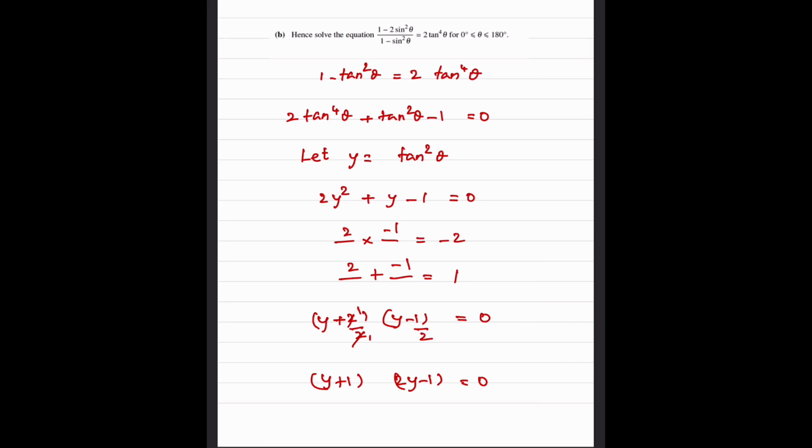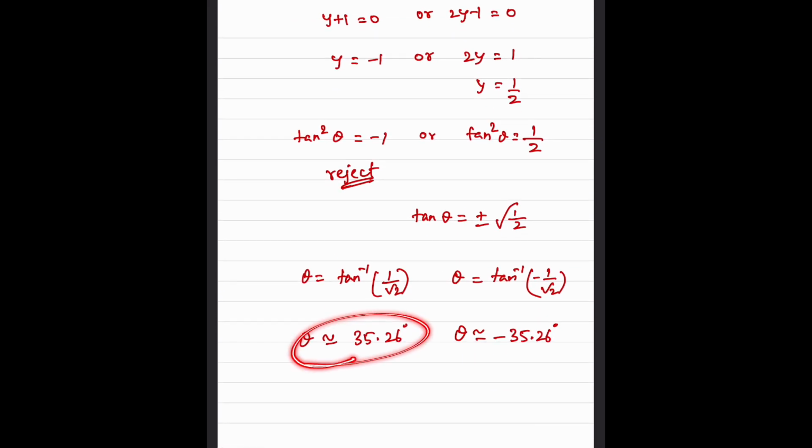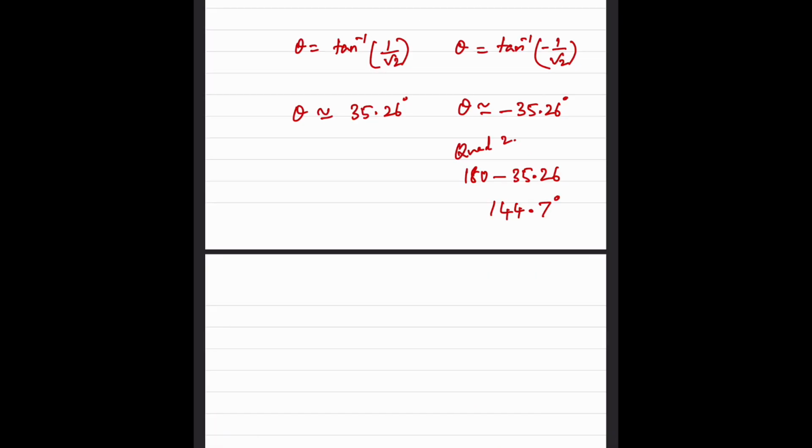The given range is 0 to 180 degrees, so it means first and second quadrants. This value of theta comes under the first quadrant, so we can take this value. Here this is negative, tan is negative here, but check whether it comes under quadrant 2. Under quadrant 2, it will be 180 minus this value 35.26. So the answer will be 144.7 degrees. So we can write theta is approximately equal to 144.7.